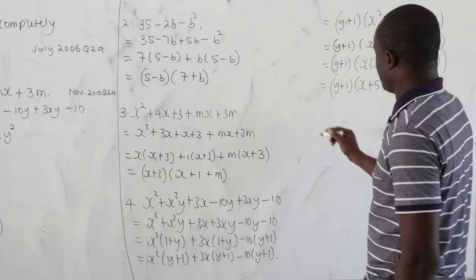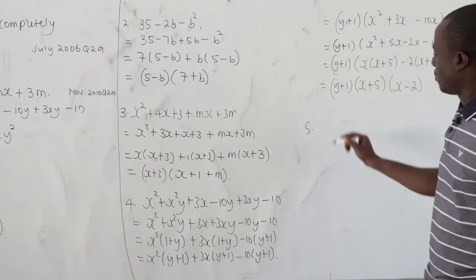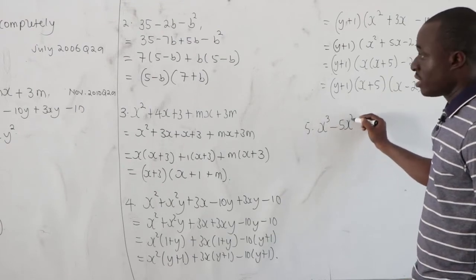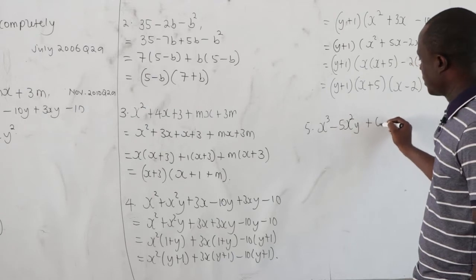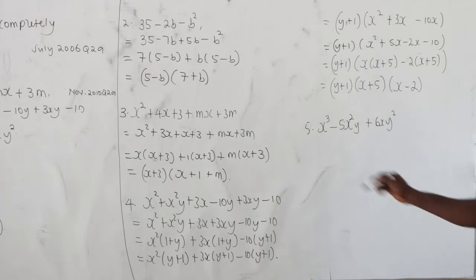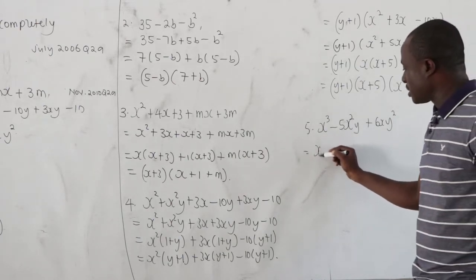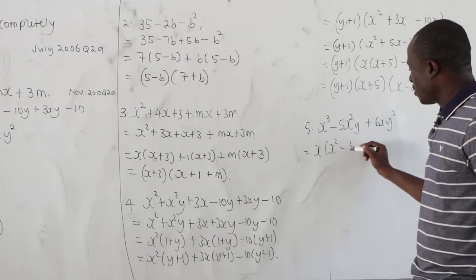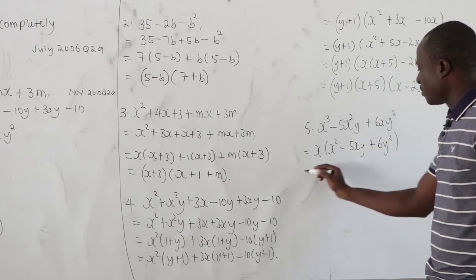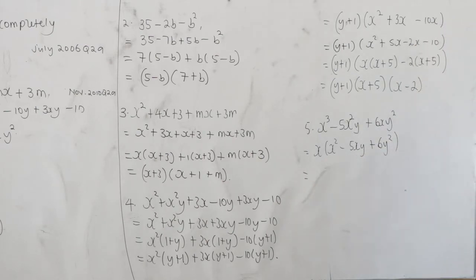Now let's see the fifth question. We have x to the power 3 minus 5 x squared y plus 6 xy squared. Now with this, what is common? Clearly x is a common factor throughout. So when you bring x out, you're going to get x squared minus 5xy plus 6y squared. Now, what is in the middle here is a quadratic equation in two variables.